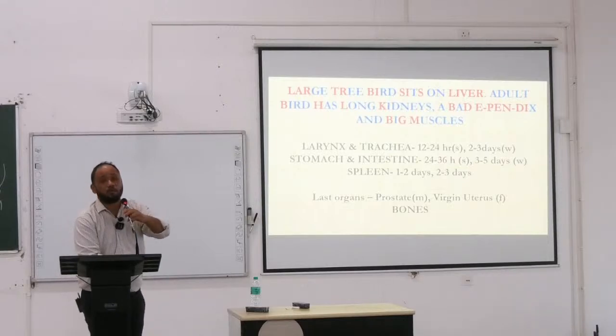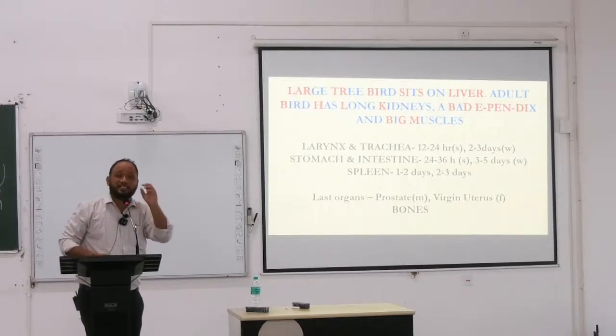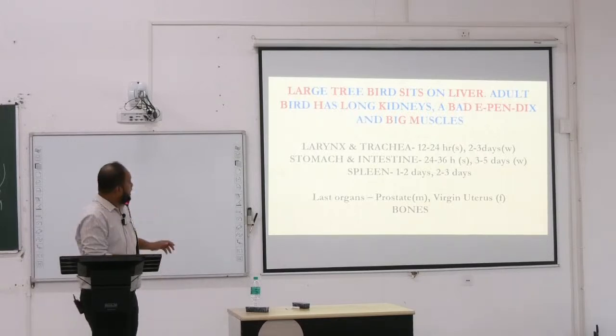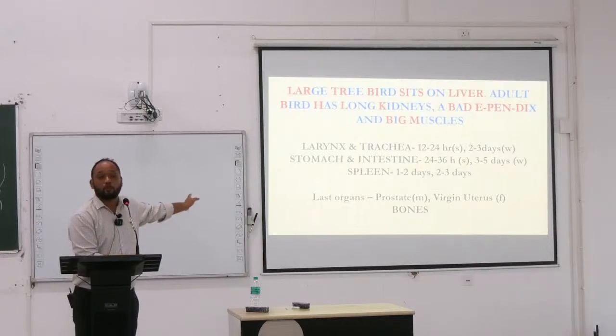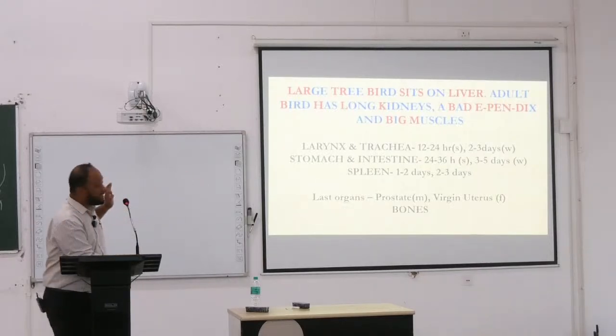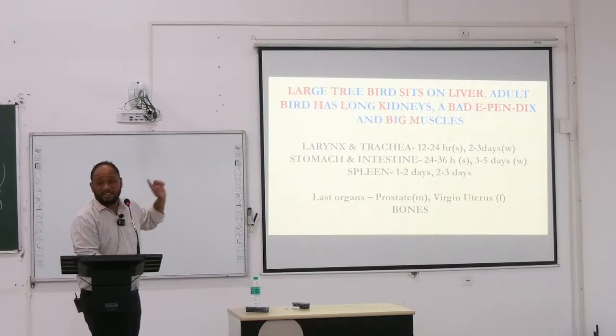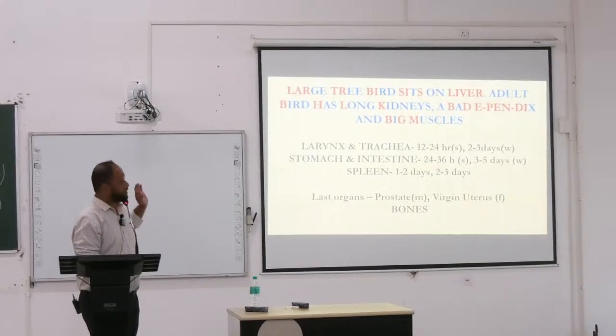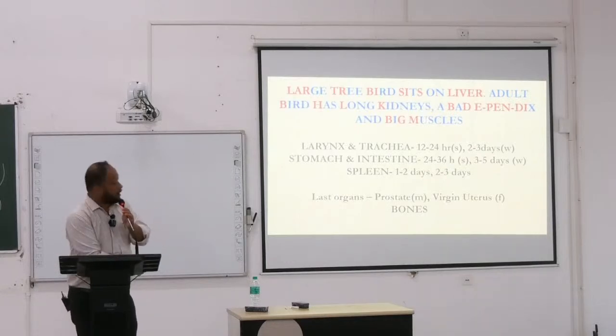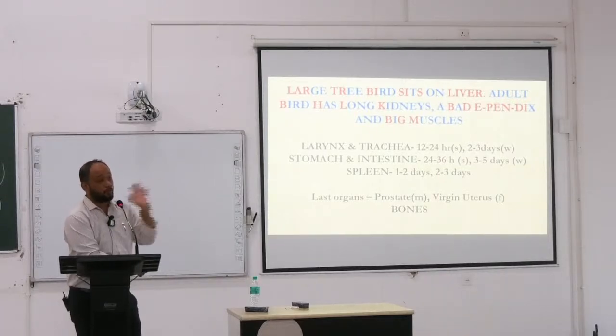আমরা একটু আন্ডারস্ট্যান্ড করার চেষ্টা করবো টাইমস পিরিয়ড অফ অর্গ্যান যেটা কিনা ডিকম্পোজ হচ্ছে. ঠিক আছে? সো ফার্স্ট, not first, but larynx and trachea will start decomposing at 12 to 24 hours. Okay? Winter 2 to 3 days. Stomach and intestine 24 to 36 hours. Spleen 1 to 2 days. Last organ, it is important, MCQ term, prostate in males and uterus in females. And of course, bones in both will last to decompose.